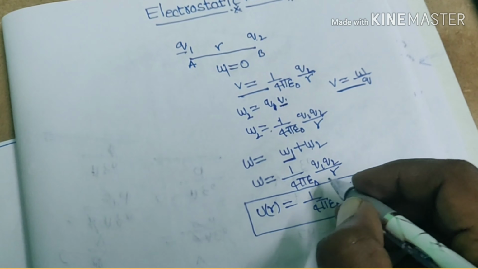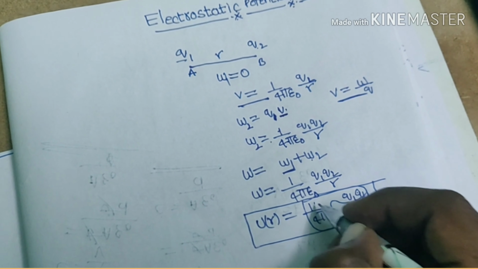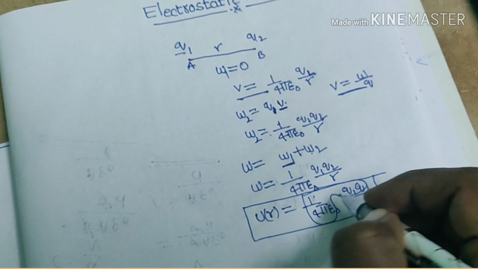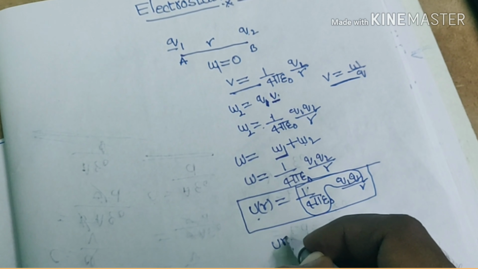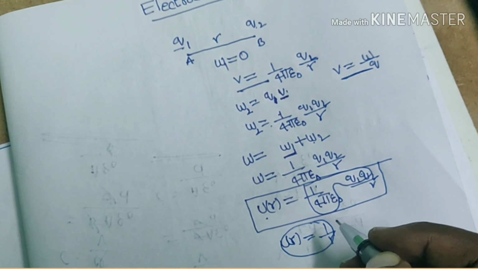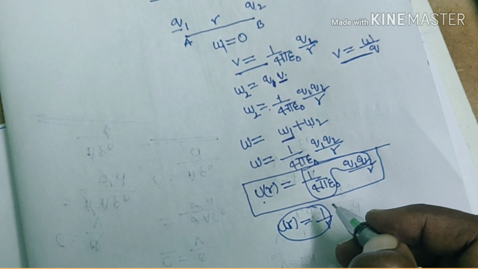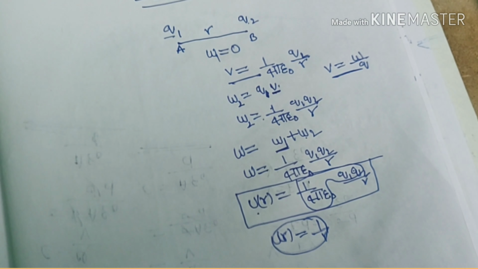In this potential energy, Q1, Q2 and 1 by 4 pi epsilon naught are constant. This potential energy is inversely proportional to the distance between the 2 point charges.